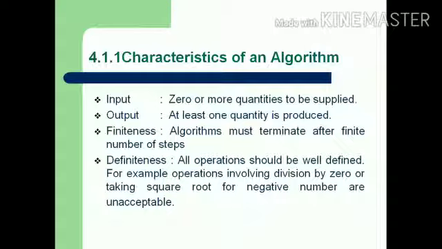Number 1, input. Number 2, output. Number 3, finiteness. Number 4, definiteness. Input means number of inputs, zero or more inputs. Output must be at least one output. Finiteness means after some number of steps, the algorithm should be completed. Definiteness means unacceptable instructions should not be in the algorithm.